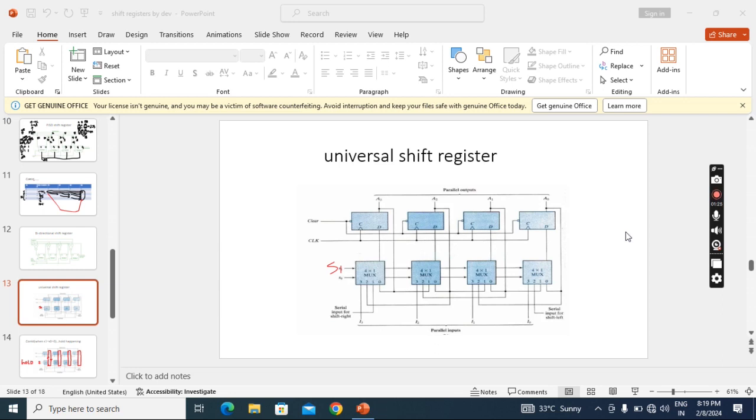Here we can see I have given a negative reset to all the flip-flops, and a positive clock edge to all the flip-flops. This is the output of each flip-flop. This is the input of each flip-flop. And this is the clear or reset. And this is the clock edge.